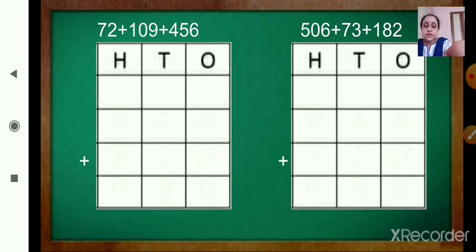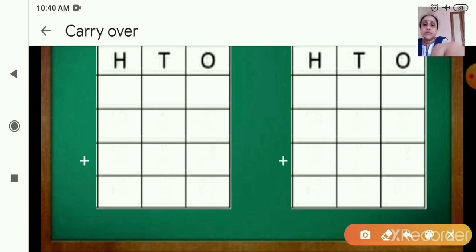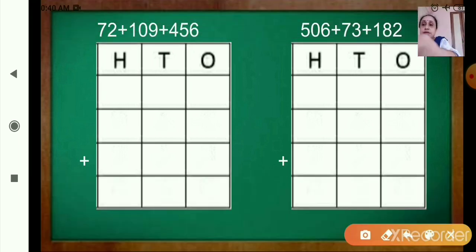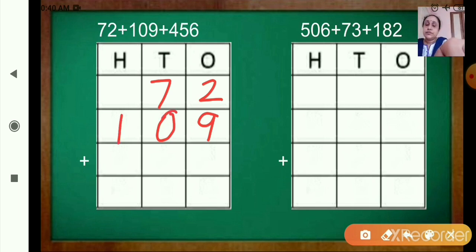Now write 72. Yes, start writing 72. Then 109, 9, 0 and 1. Then 456, 6, 5, 4. Put the addition sign. Now you start the addition.